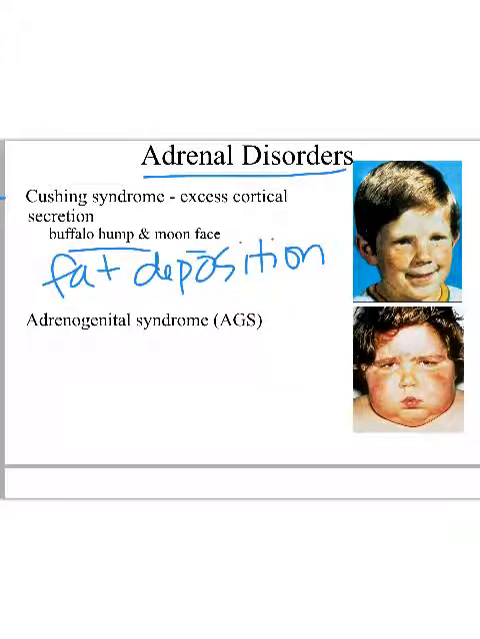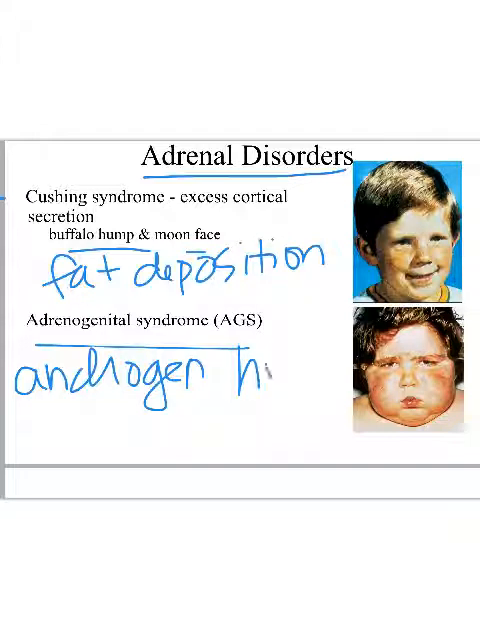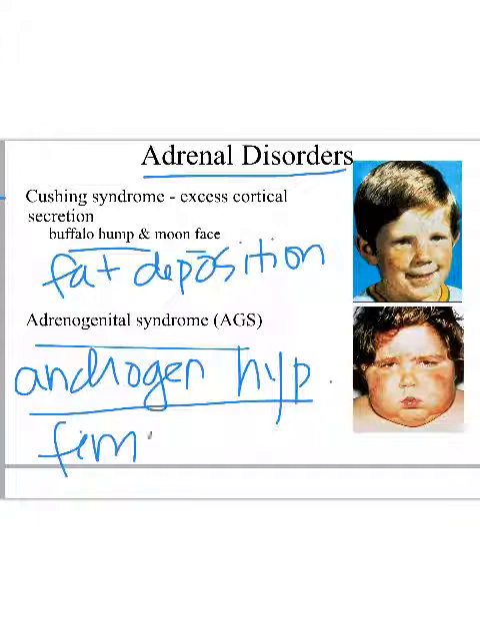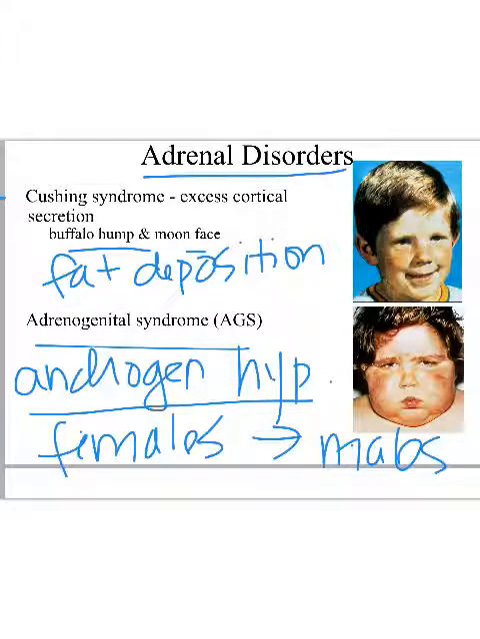So sometimes it happens if you get too much ACTH from the pituitary. Okay, and then adrenogenital syndrome is AGS. So with it we have androgen hypersecretion. What happens is females end up with too many male hormones being released from the adrenal cortex. So the females end up looking like males.